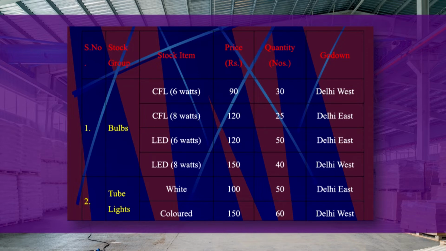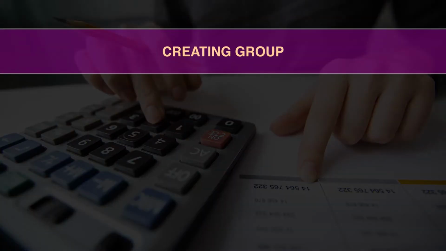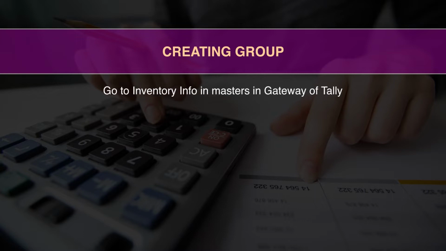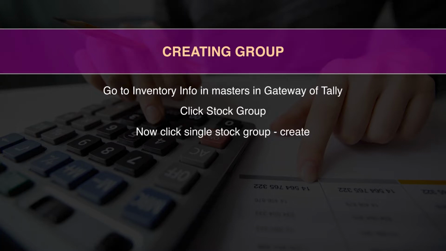This table will give you a view of all the 5 important terms which we have discussed. Now let us start with the procedure of creating the stock group. We will go to inventory info in masters in Gateway of Tally. There we will click stock group. Within stock group, again there will be 2 options, multiple stock group or single stock group. You will select single stock group and you will click create.